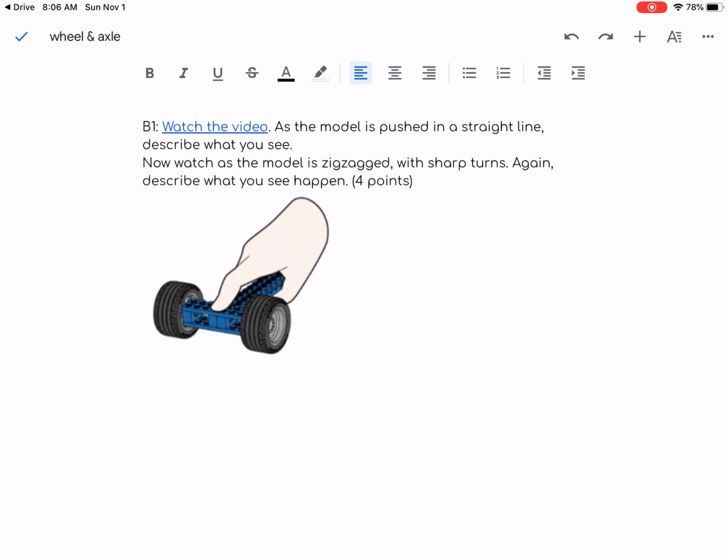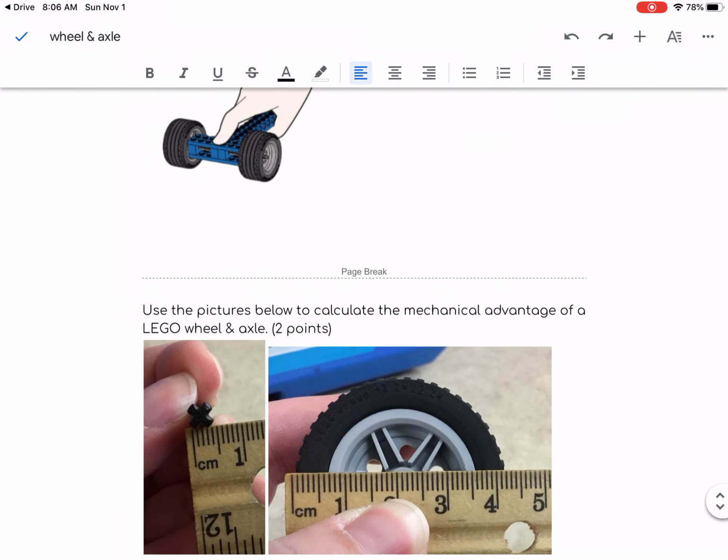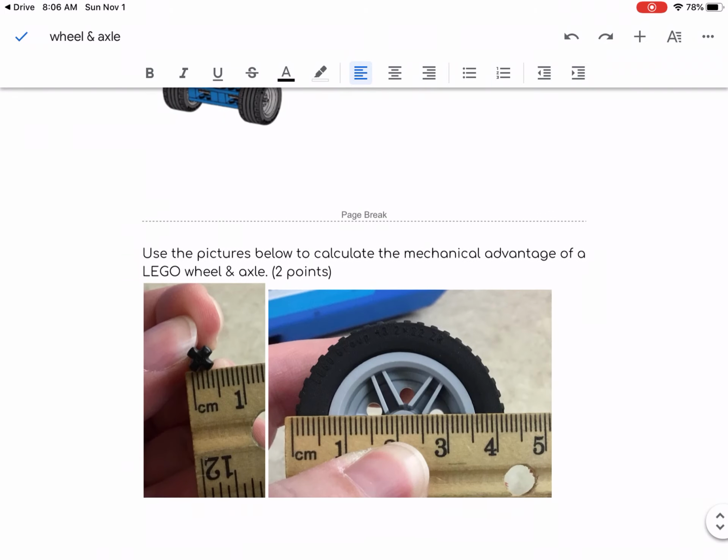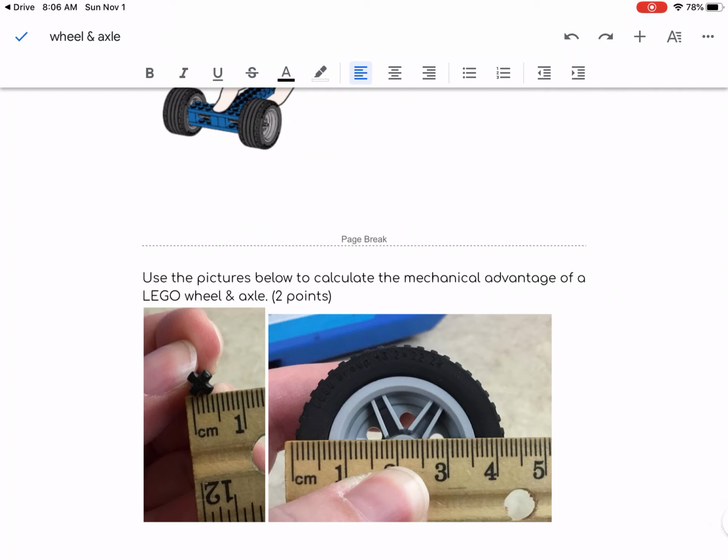Okay, so what you're going to do here, it's laid out for you step by step. It's pretty easy. You're going to watch the video and then tell what happens. Same thing for B2. So the only one I want to talk to you about is the mechanical advantage. Okay, so use the formula. Diameter of the wheel divided by the diameter of the axle.